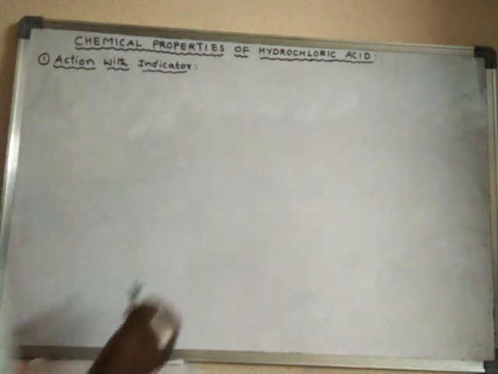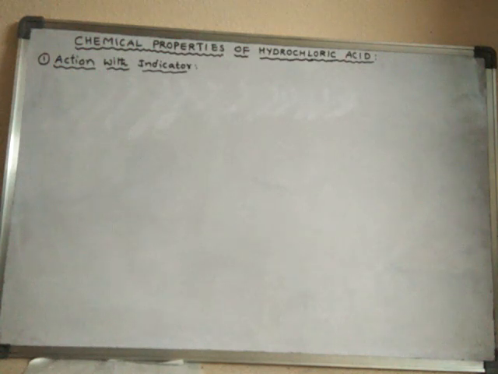So hydrochloric acid's action with indicator is similar to that of hydrogen chloride gas. That means, in the same way that hydrogen chloride gas reacts with an indicator, hydrochloric acid also will show the same action.